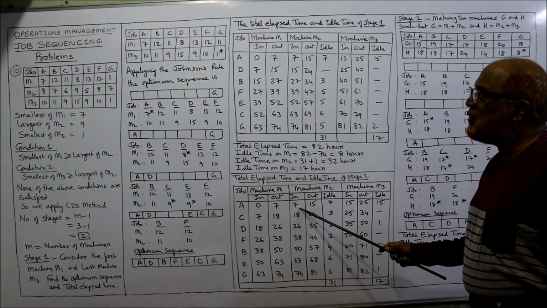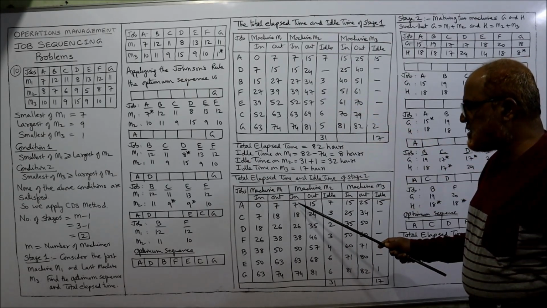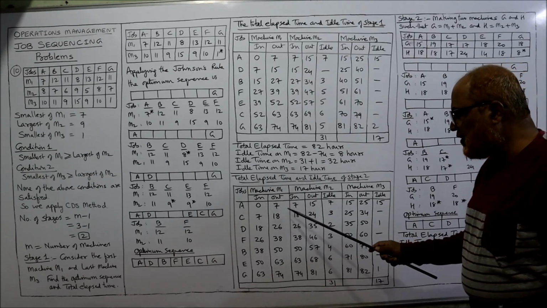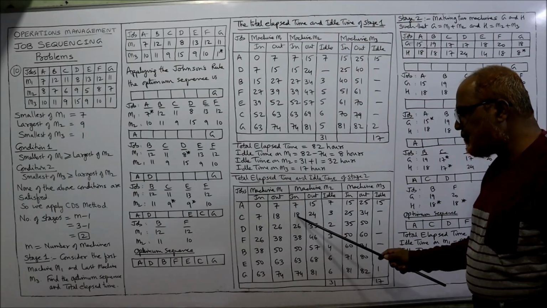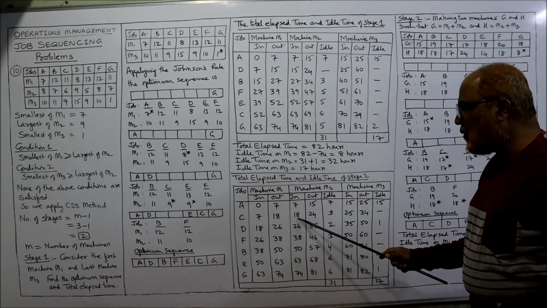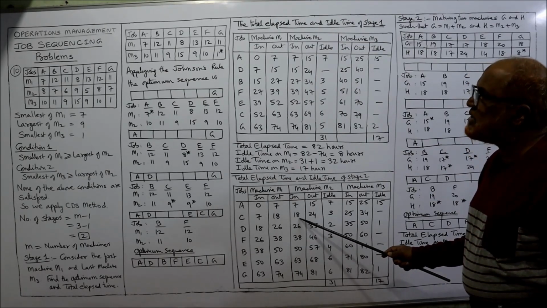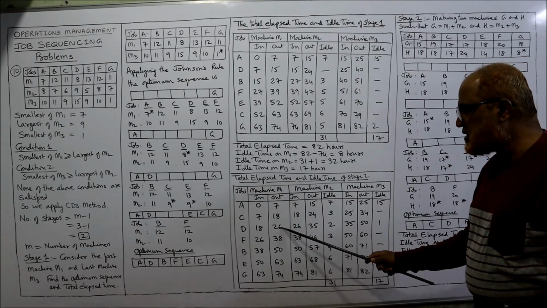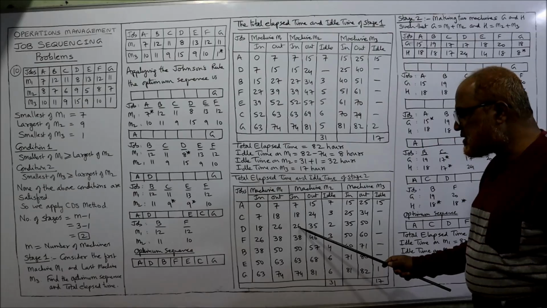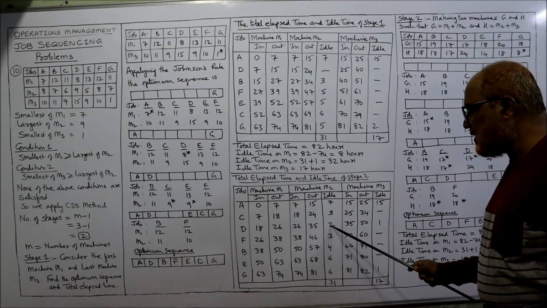So what is AM2? AM2 is 8. 7 plus 8, 15. Now 15 or 18, whichever is higher, 18. So 3 hour is the idle time. 18th hour. So what is CM2? CM2 is 6. 18 plus 6, 24. 24 or 26, whichever is higher. 26 is higher. So 2 hour is the idle time.